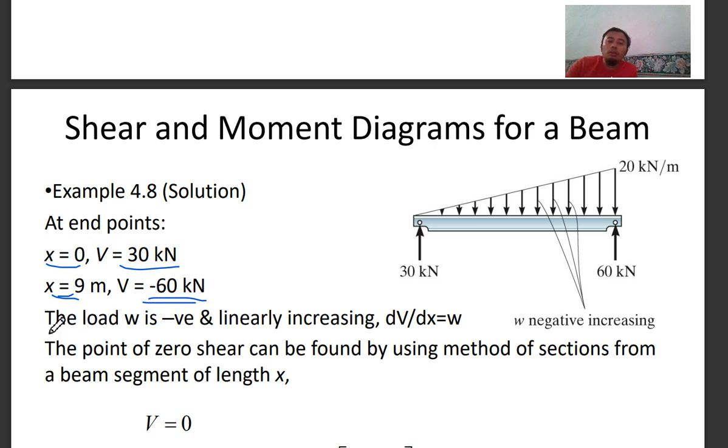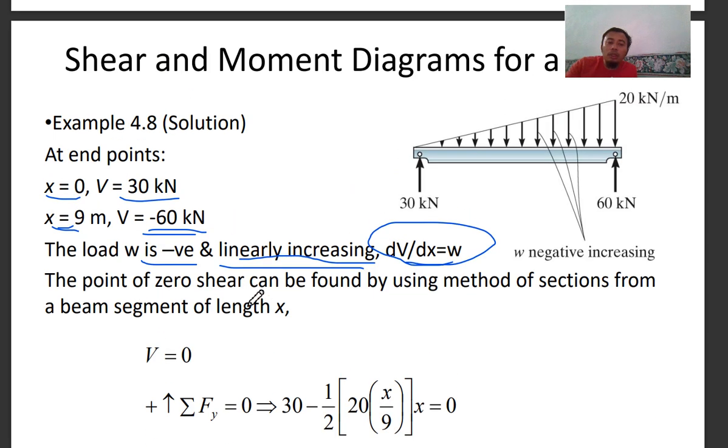So the load w is negative and linearly increasing. dV/dx is equal to w, linearly, as you can see, because it is a triangular distributed load. The point of zero shear can be found by using method of sections from a beam segment of length x.